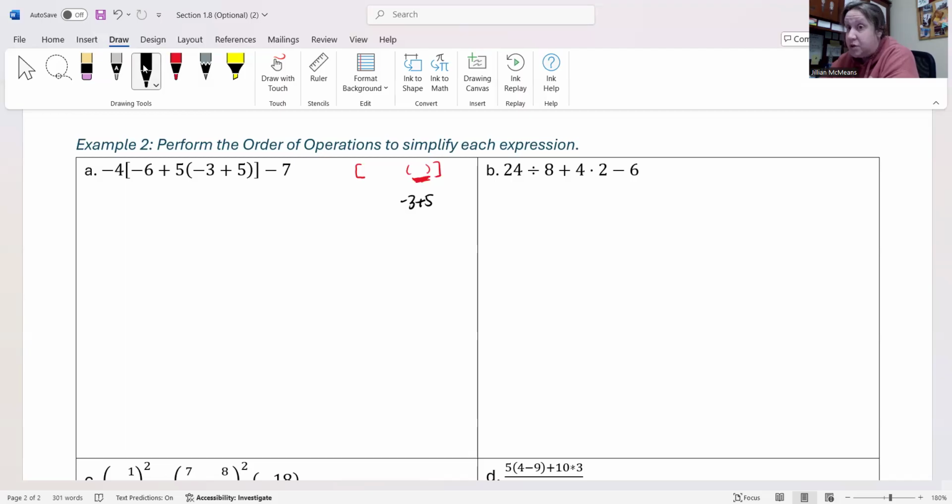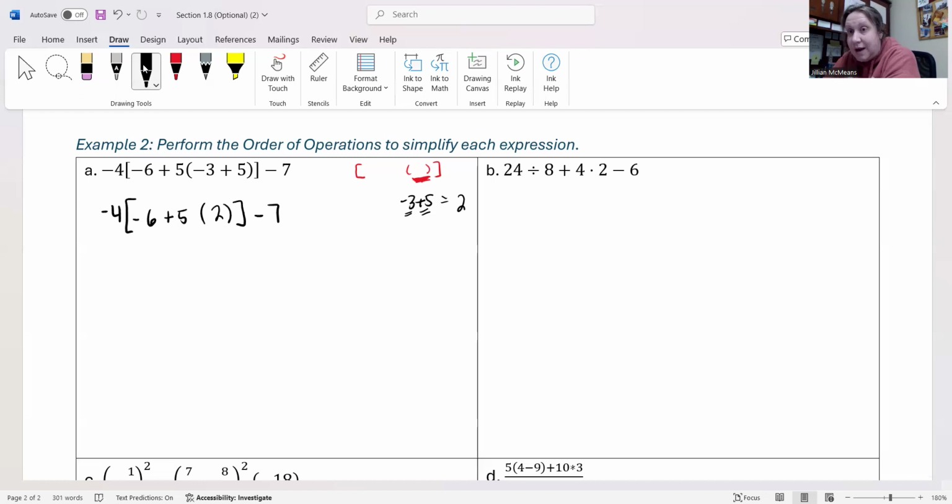So I want to take 5 minus 3, which is 2, but then I have to ask myself, is this 2 going to be positive or is this 2 going to be negative? So right here, I have 3 negatives, but I have 5 positives. That means I have more positive than negative. So this 2 is going to stay positive. So what I do now is I'm going to rewrite this entire problem, but where I see that parentheses with the -3 plus 5, I'm just going to replace it with a +2. So I have -4 brackets, and then inside I have -6 plus 5 times 2, where I had -3 plus 5. End your brackets, and then we have -7.